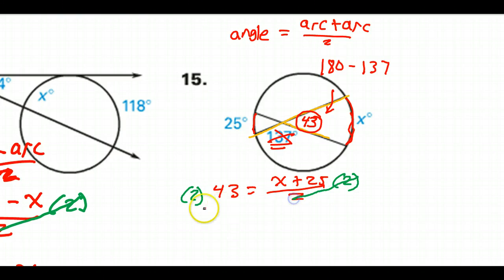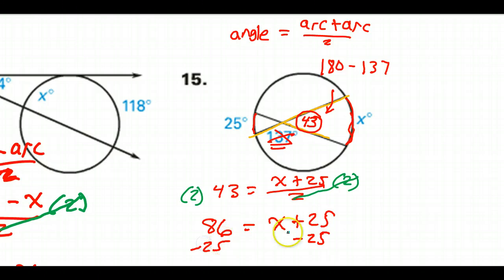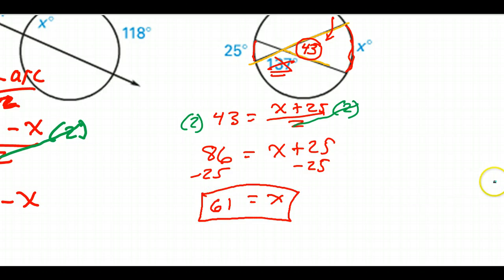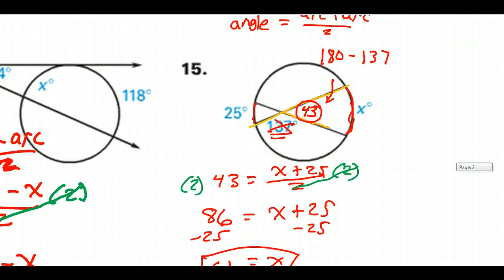So those 2's are going to cancel each other out. So that's going to be 86 is equal to x plus 25. Subtract 25 from both sides, and that's going to be your answer. Okay, so that's going to be 61. Alright, that is how you do that. So that was number 15.